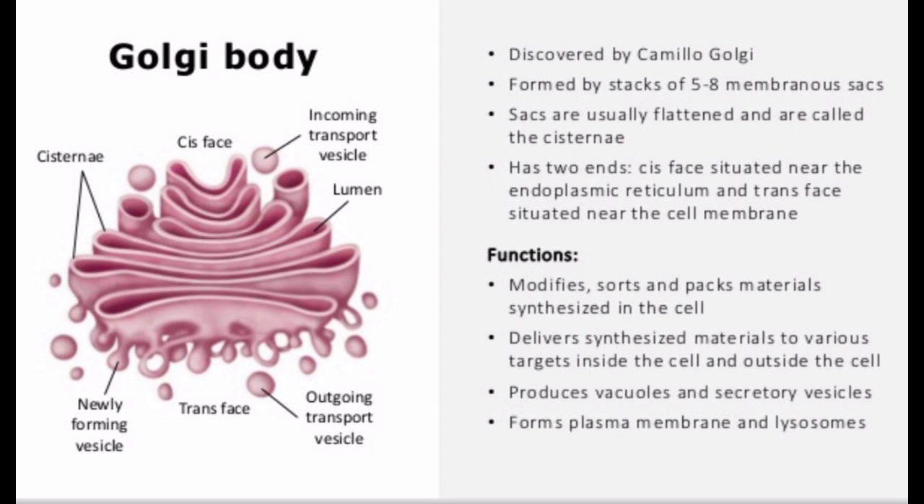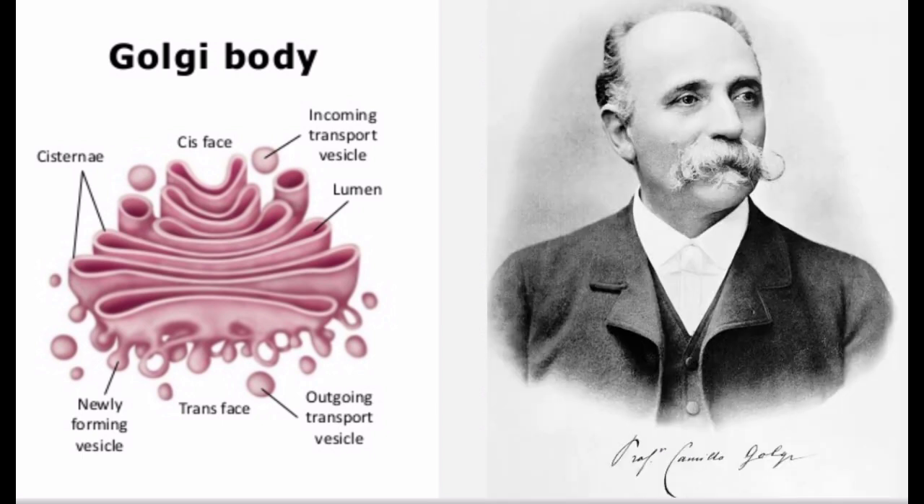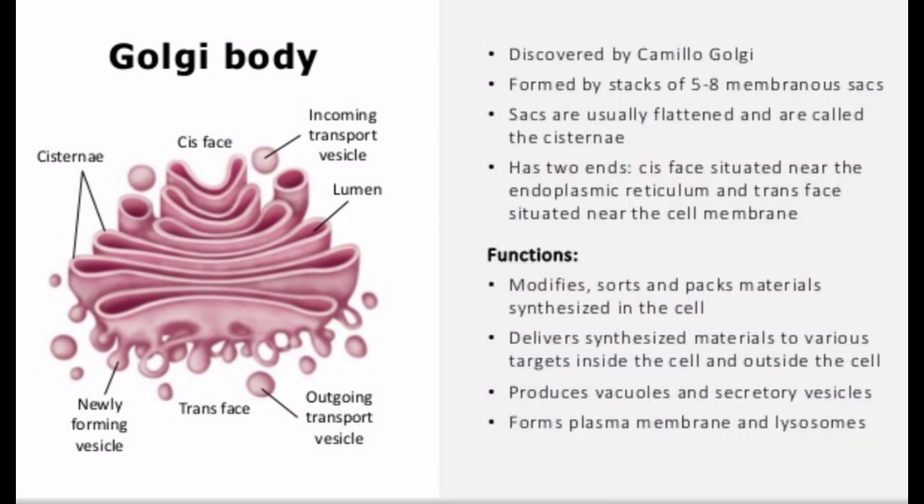Golgi apparatus was first observed by Camillo Golgi in 1898 while studying nerve cells of owl. The Golgi apparatus occurs in the form of granules, rods, or filaments and arises from the membranes of endoplasmic reticulum. Golgi apparatus जो बने होते हैं वो किससे बने होते हैं? Endoplasmic reticulum के membrane से बने होते हैं.